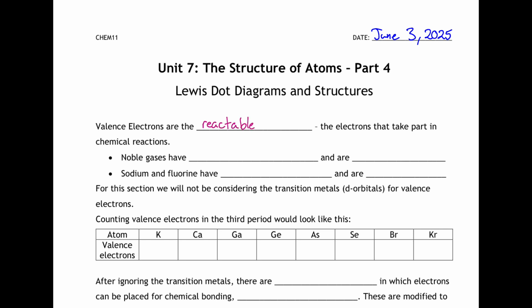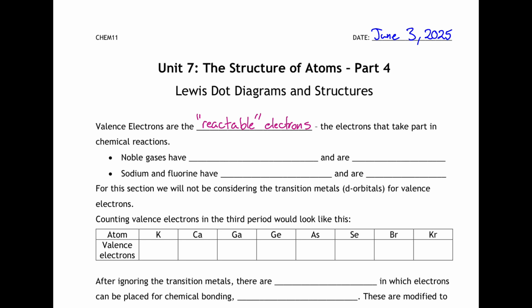Reactable electrons. I'm going to put that in a heavy quote here because I don't think that's a grammatically correct word, but I think it's the one that makes the most sense. These are the ones that are going to do chemical reactions. These are the ones that are going to bond with other atoms. They're the ones that are going to share or trade or transfer electrons in some kind of chemical reaction. The core ones don't do that.